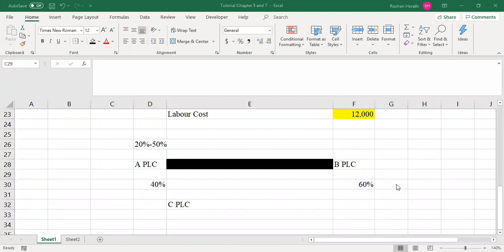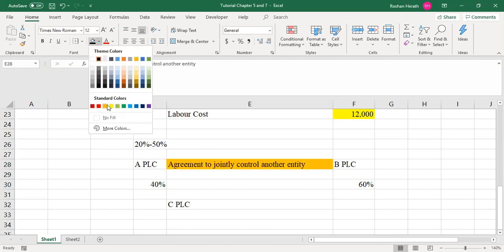So therefore, if you forget about the kind of agreement, in the books of A, they would recognize the CPLC investment as an investment in associate. BPLC would recognize it as an investment in subsidiary. But in a situation like this, if something of this nature is there, what is that?